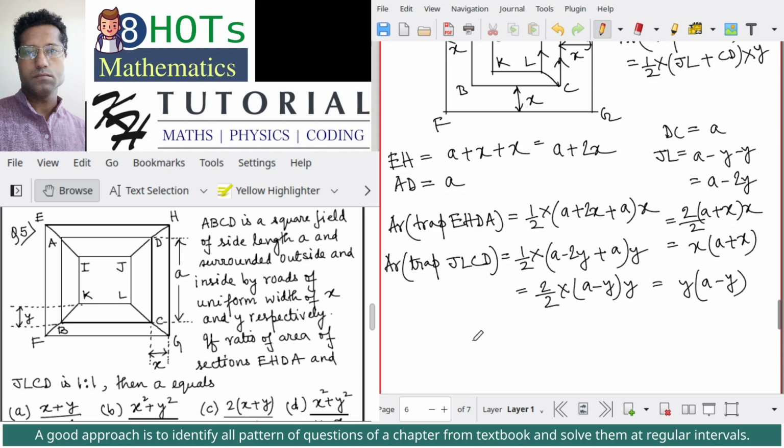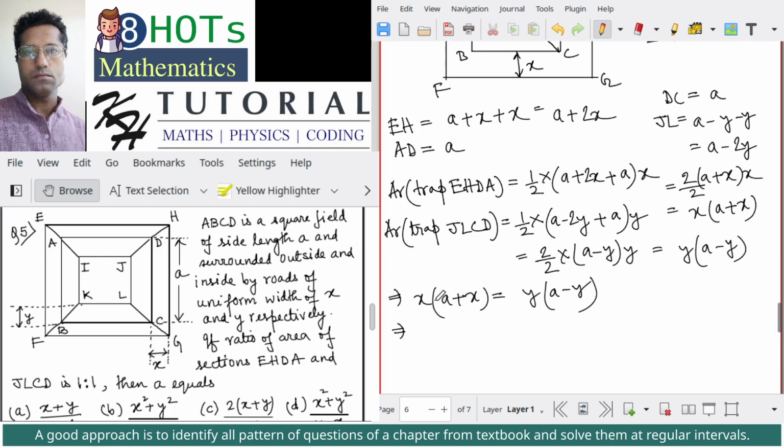The ratio is given as 1:1, which means that the areas are equal. So this will imply that x into a plus x is equal to y into a minus y. Clearly, we can find a from here. Simplifying both the sides, we have xa plus x square is equal to ya minus y square.